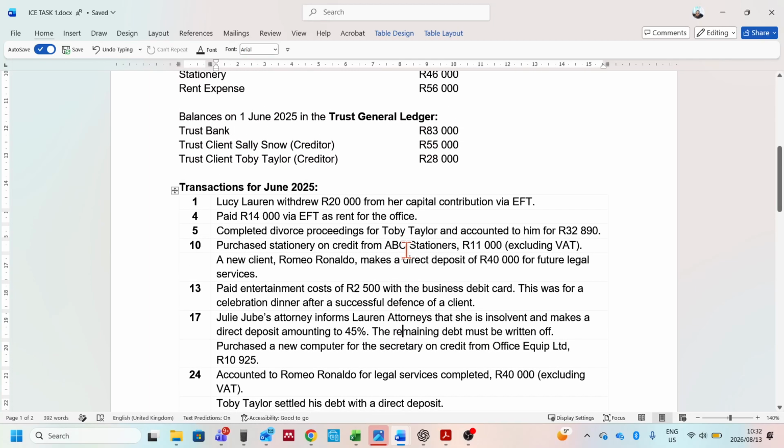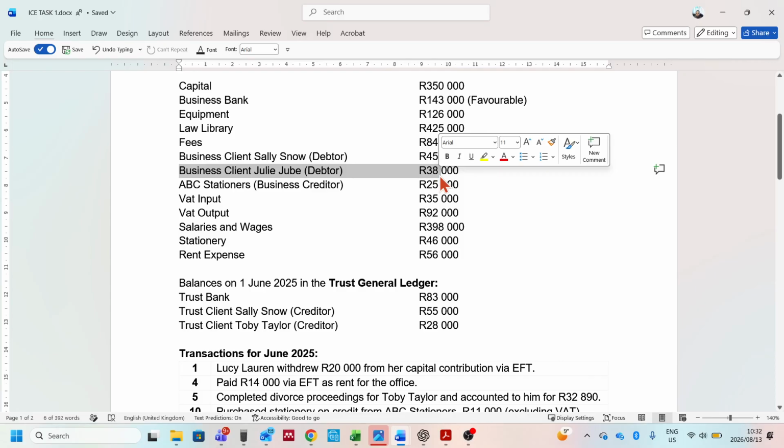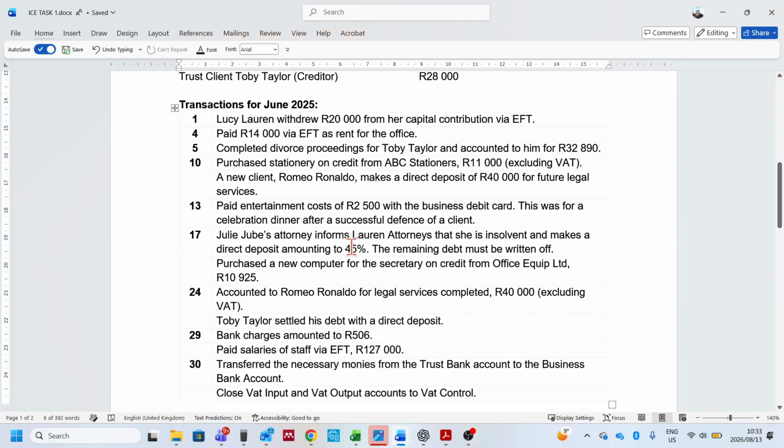So over here, if you look, we've got an account for Julie Ju as an opening balance. She was owing us 38,000. With this 38,000, this is the amount outstanding that she owes us. So she is now saying that I am insolvent. I won't be able to pay all the money, but I'll be able to pay 45 cents in each and every rand that I owe you, which if you convert that into percentage, that's 45%. So this means that we are going to calculate 45% of the amount owed.